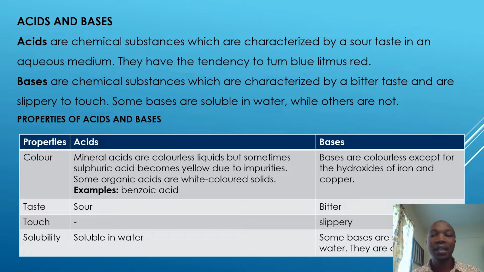The first property is color. Acids are colorless liquids, but sometimes sulfuric acid becomes yellow due to impurities. Some organic acids are white colored solids, e.g. benzoic acid. Bases are colorless except for the hydroxides of iron and copper. For the taste, acids are sour and bases are bitter.